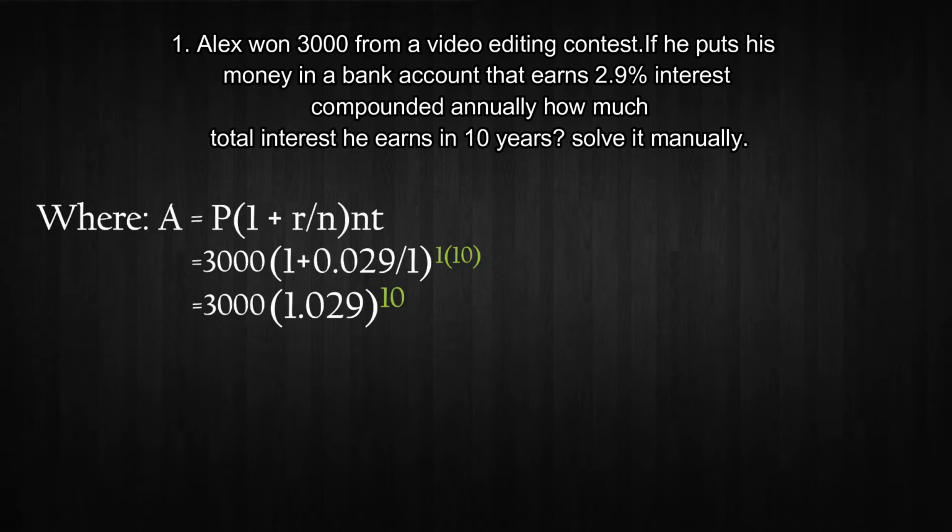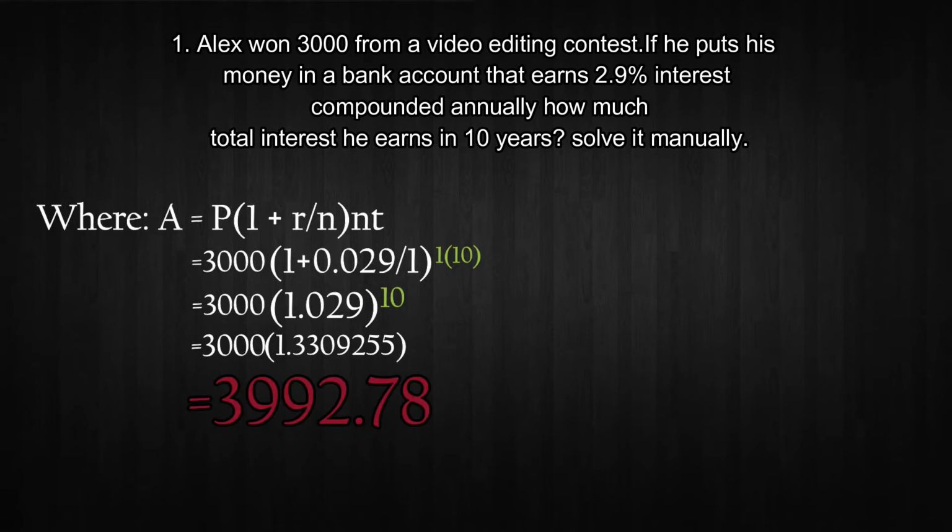Copy down 3,000. Multiply 1.029 to the power of 10, which is 1.3309255. Multiply 3,000 times 1.3309255 is 3,992.78, the total interest he earns in 10 years.